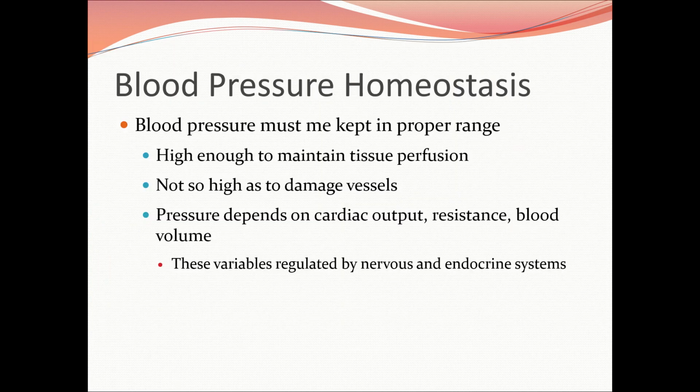Blood pressure homeostasis. Blood pressure must be kept in proper range, must be high enough to maintain tissue perfusion, but not so high as to damage vessels. Blood pressure depends on cardiac output, resistance, and blood volume. These variables are regulated by the nervous and endocrine systems.